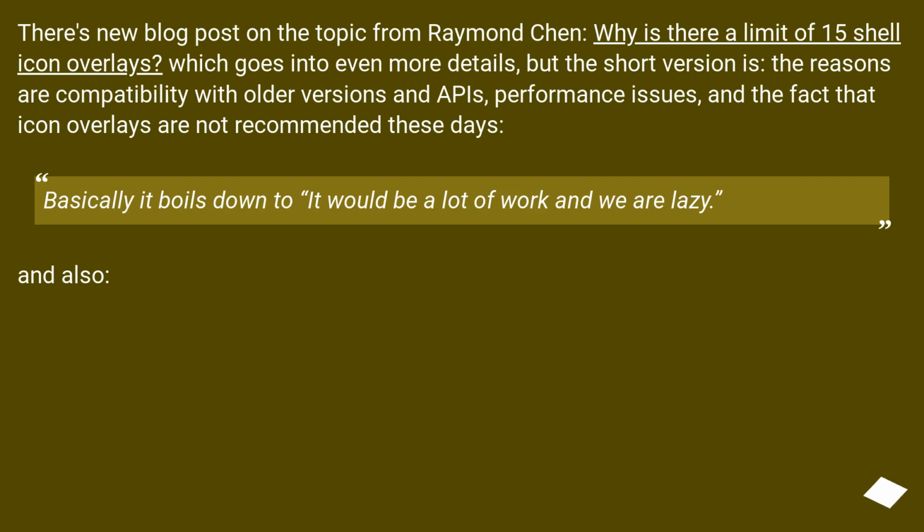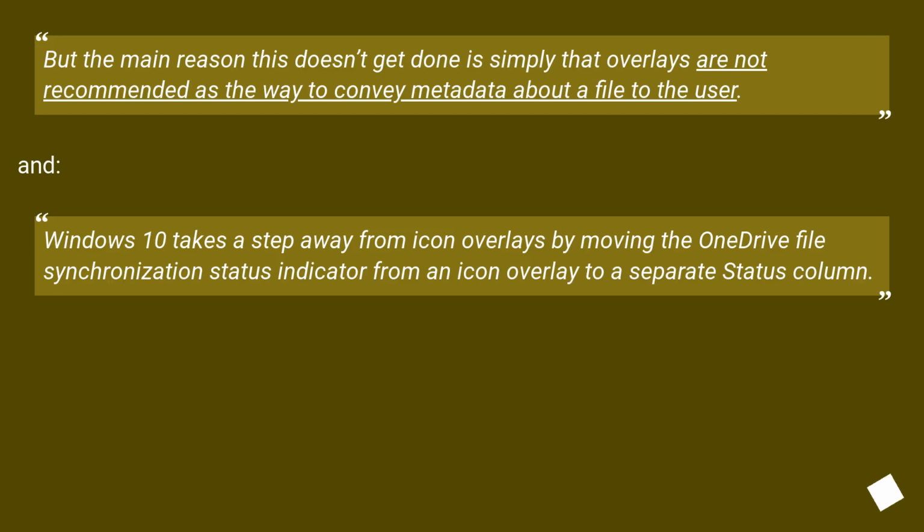There's a new blog post on the topic from Raymond Chen, why is there a limit of 15 shell icon overlays? Which goes into even more details, but the short version is, the reasons are compatibility with older versions and APIs, performance issues, and the fact that icon overlays are not recommended these days. Basically it boils down to it would be a lot of work and we are lazy. And also, the main reason this doesn't get done is simply that overlays are not recommended as the way to convey metadata about a file to the user.